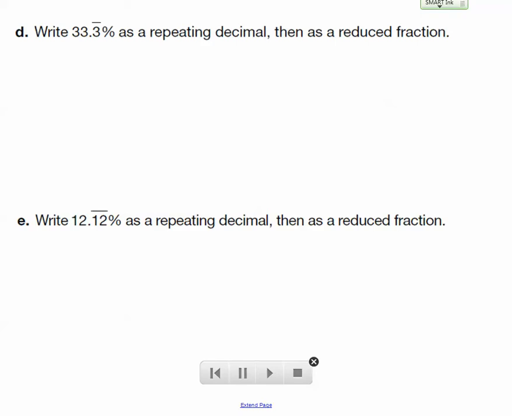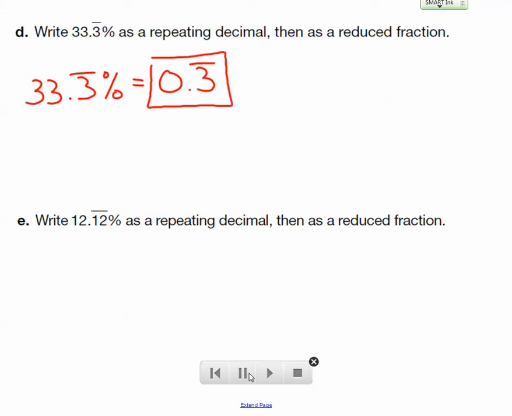All right, so here's what we're going to do. We're going to write 33.3 repeating percent as a repeating decimal and then as a reduced fraction. Well, the nice thing about this one is we should kind of have it memorized. 33.3 repeating percent is 0.3 repeating. Now, I could use the process that I just used, but anytime you've got one decimal place repeating, it's that place over 9. So I can just call it 3/9, which is obviously 1/3. And like I said, we should have that one memorized.